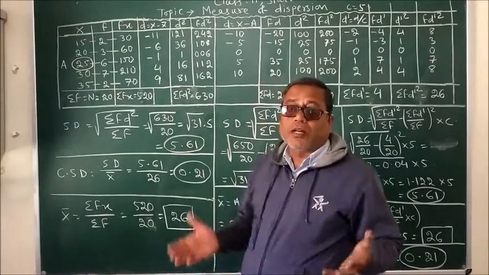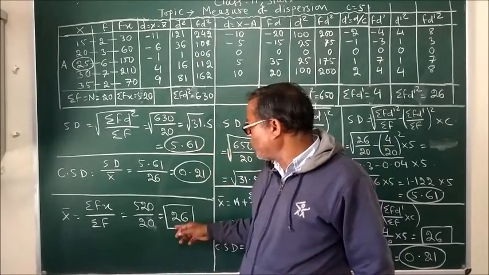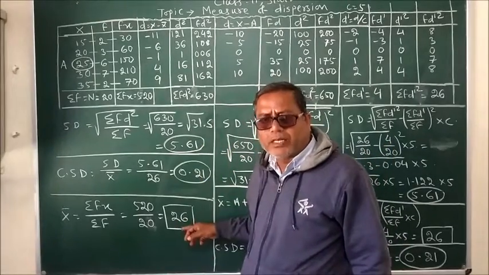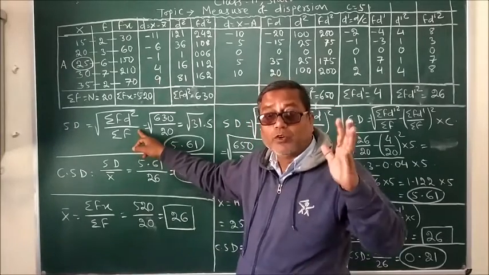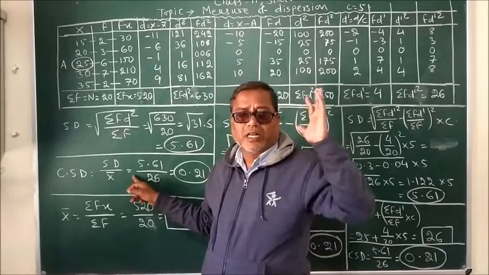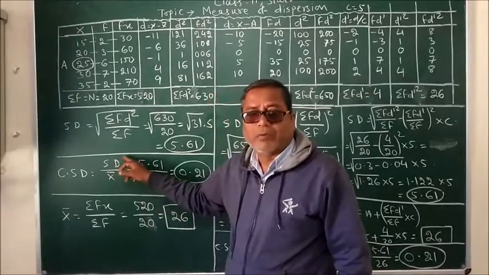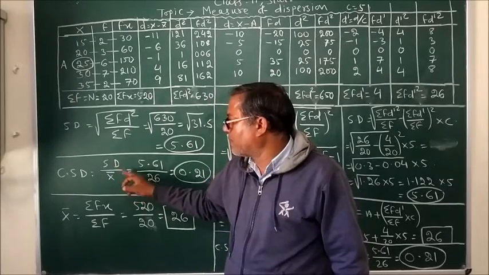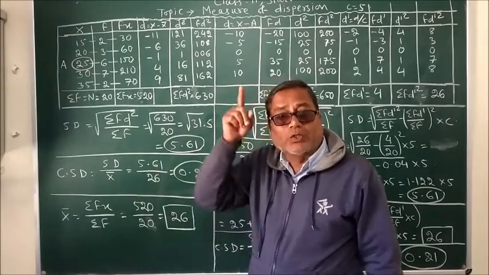Now, in order to calculate standard deviation, the absolute value, we actually don't need the value of arithmetic mean. But while calculating the coefficient or the relative value of measure of dispersion, then we need to divide standard deviation by x bar, and in this case x bar is the actual mean.